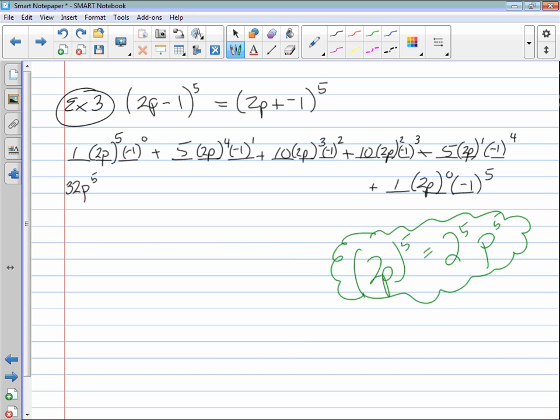Let's do the exponent first. 2 to the 4th power is 16. So this piece is going to be p to the 4th. Negative 1 to the first power is... 1. No. Negative 1. Negative 1 to the first power. We're good. Negative 1, I'm just doing this piece. Negative 1 to the first power is just negative 1. Now I got a 5 over there too, right?